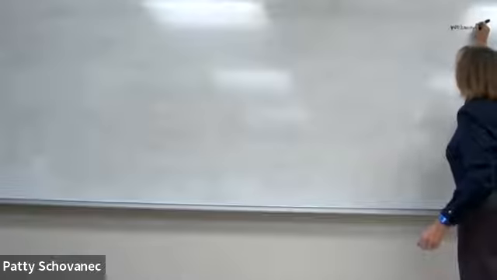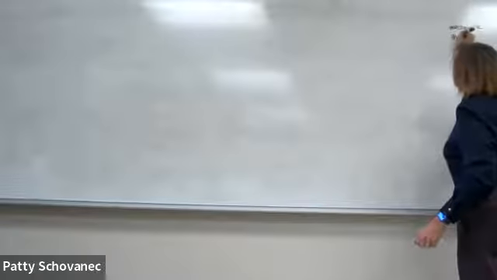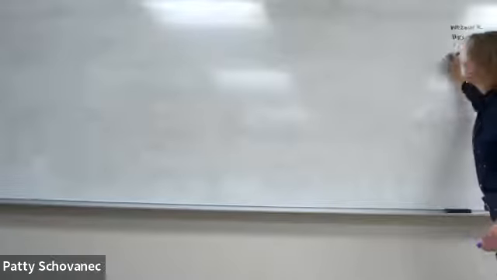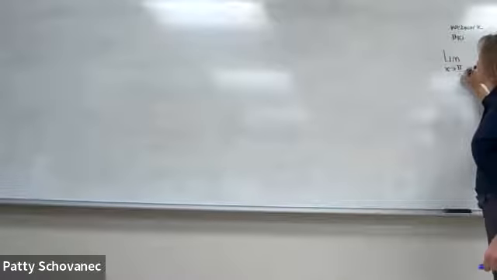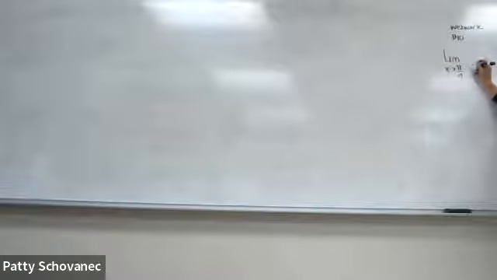It's number 9. Okay, so the limit as x approaches pi over 4. And then on the top is 4 parentheses sine of x minus cosine of x. And then on the bottom is 3 cosine of 2x.